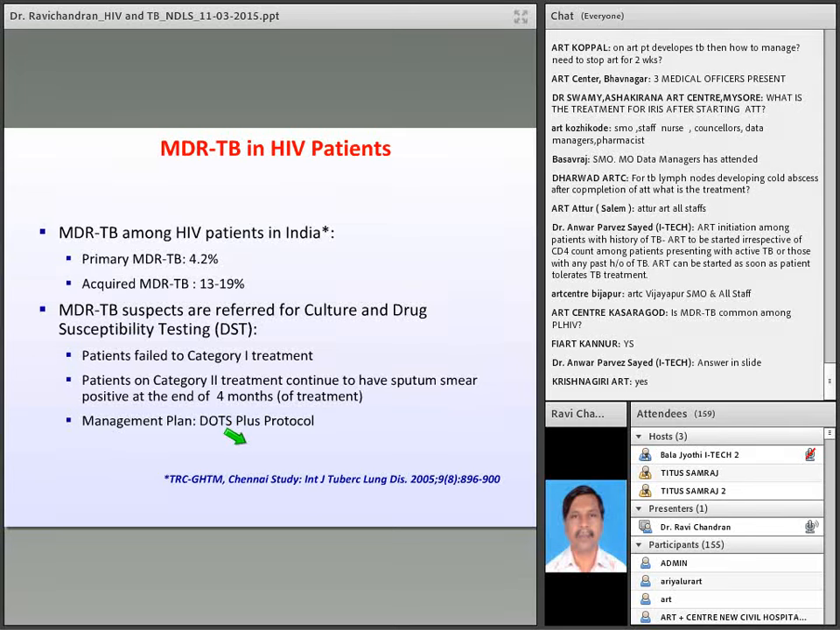Multi-drug resistant tuberculosis suspects are referred for culture and drug susceptibility testing. So we should suspect MDR TB in patients who failed category 1 treatment, and patients on category 2 treatment but continuing to have sputum smear positive at the end of 4 months. The management plan is DOTS Plus protocol.